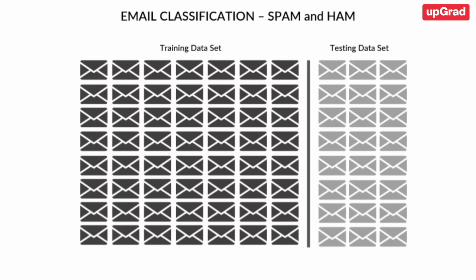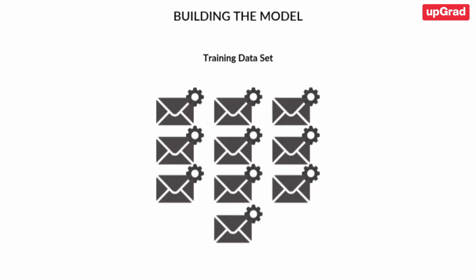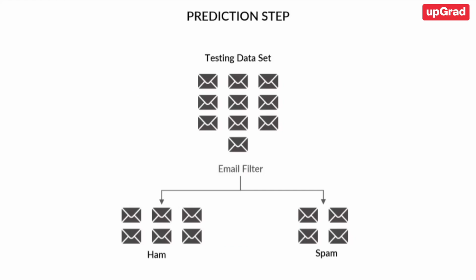Let's look at a concrete example. Assume that you have about 10,000 emails with the label spam or ham. We need to train a model using the training data set, and then check this model's performance on the unseen test data set. So, you have 10,000 emails and you divide these emails into training and test data set such that there are 8,000 emails in the training data set and 2,000 emails in the testing data set. You basically use the 8,000 emails to build the model and the remaining 2,000 emails to test it.